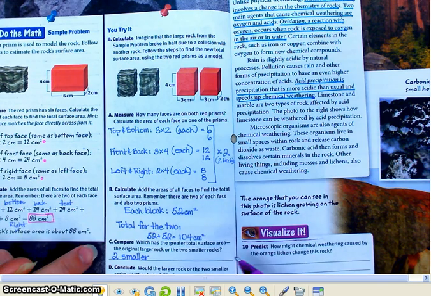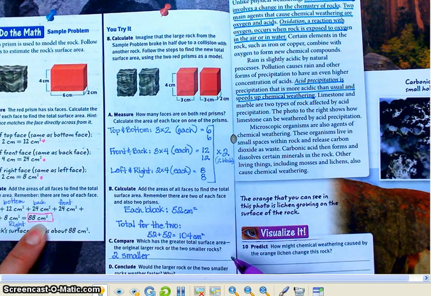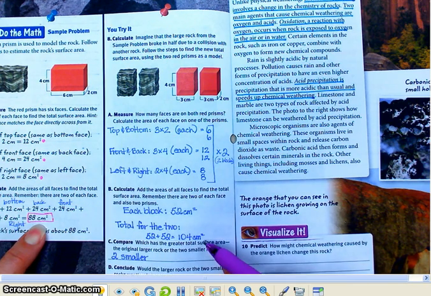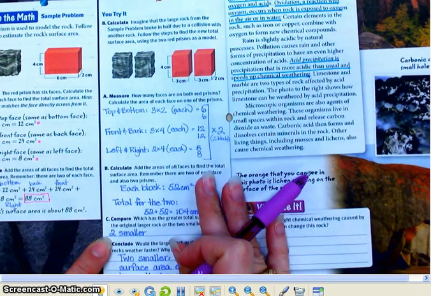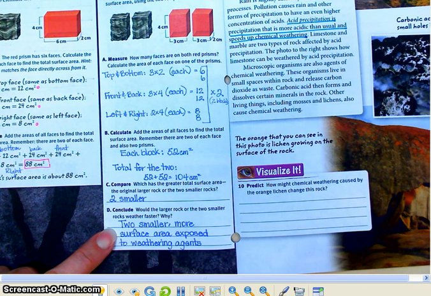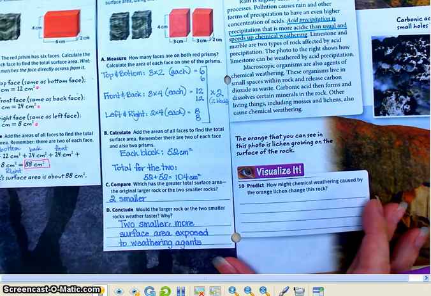So which has the greater total surface area, the original with 88, or the same size but split into 2 blocks? The 2 smaller blocks have the greater surface area. Would the larger rock or the 2 smaller rocks weather faster? The 2 smaller ones would, because there's more surface area exposed to weathering agents with the 2 smaller ones. Okay. All right, and we're going to go to page 373.